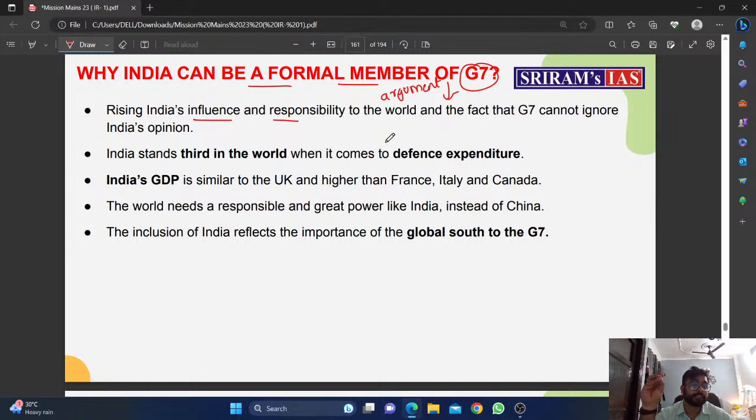Then India stands third in the world when it comes to defense expenditure. India's GDP is similar to that of the UK and higher than France, Italy, and Canada. We have very recently taken over and become the fifth largest economy in the world. Then the world needs a responsible great power like India instead of China.